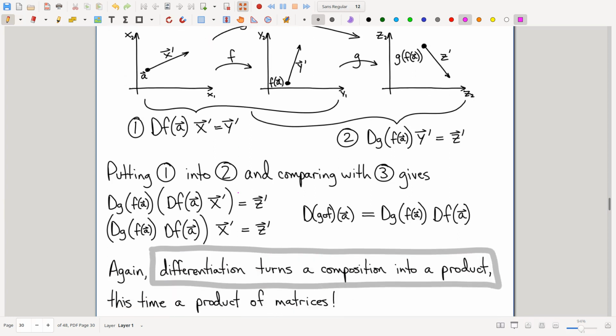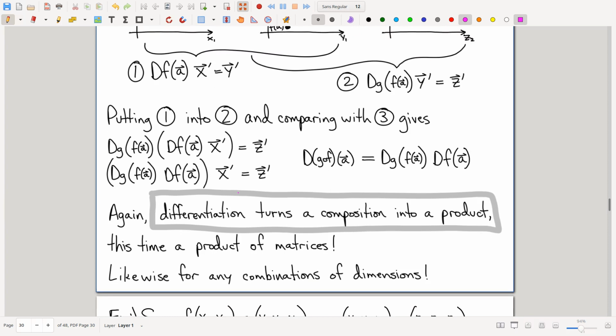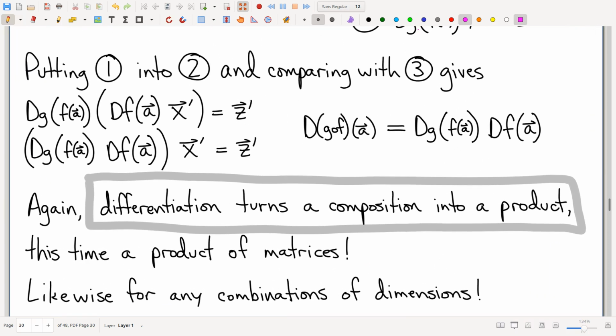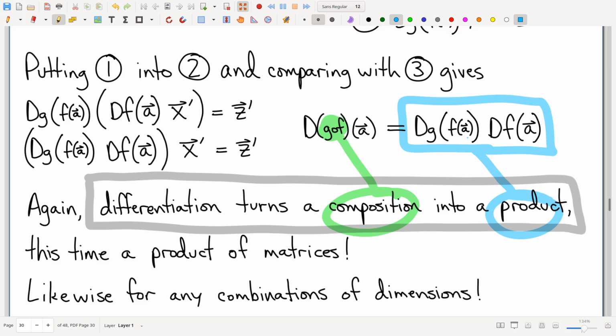Okay. So again, as we previously discussed, differentiation turns a composition into a product, now a product of matrices. Okay, so let's do one.